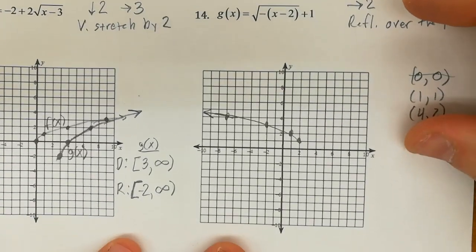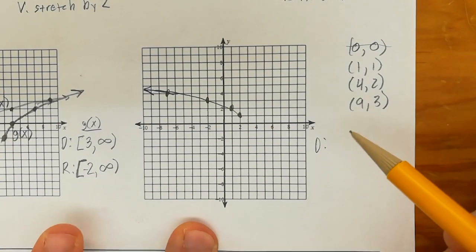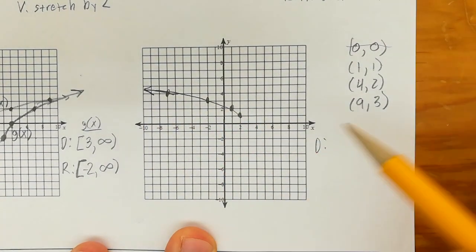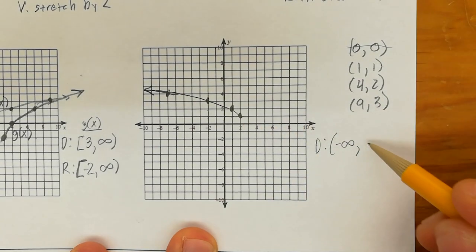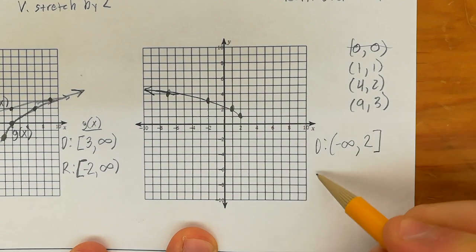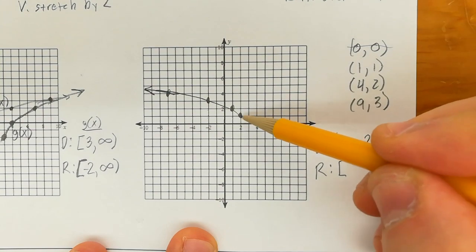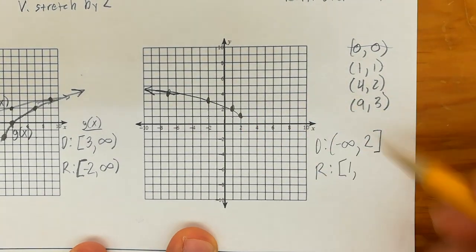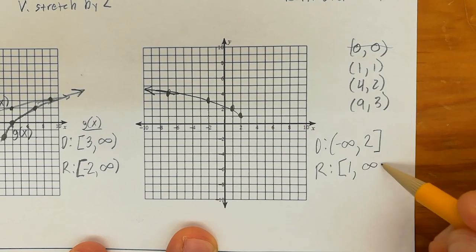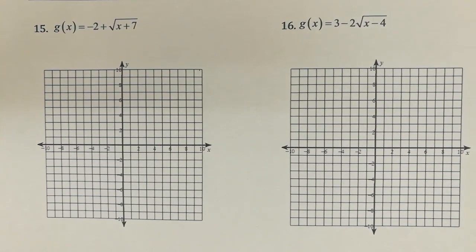So we'll get something that looks like that. And let's do the domain and range. So domain would be, well, it's coming from negative infinity, and then it's stopping at 2. And then the range, well, the lowest point on it is 1 here, and then it's going to keep going up forever. There we go. You guys do numbers 15 and 16 on your own, and I'll be back with the answers here.